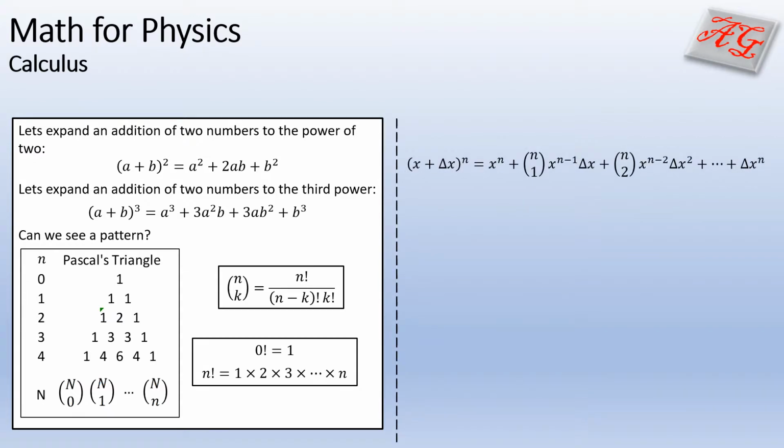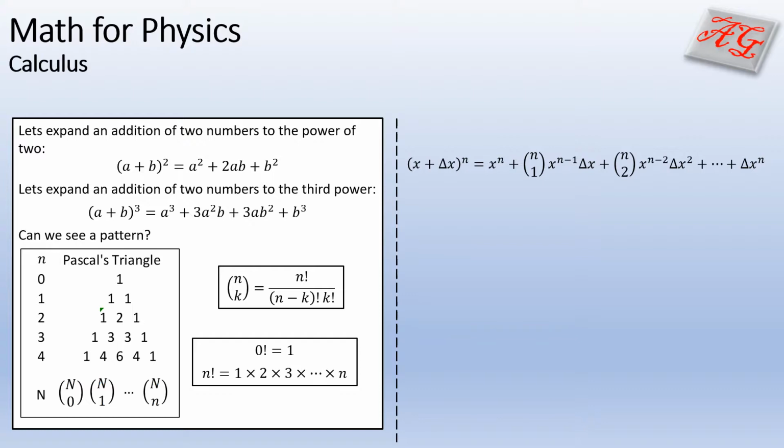So we can now expand the binomial to any integer and positive power n. So the expansion yields x to the n. The second term, x to the n minus 1 times delta x to the first power. The third term, x to the n minus 2 times delta x to the second power, and so on, with every term multiplied by the respective binomial expansion coefficient.